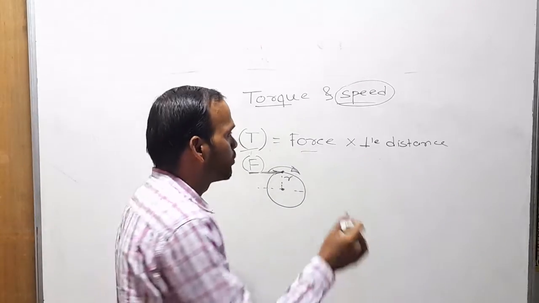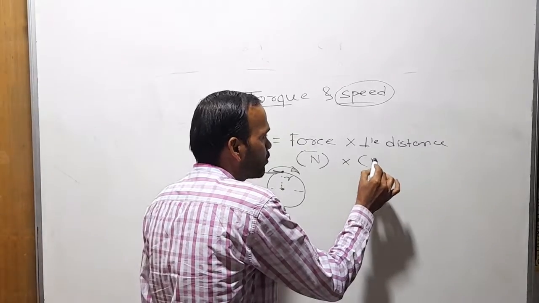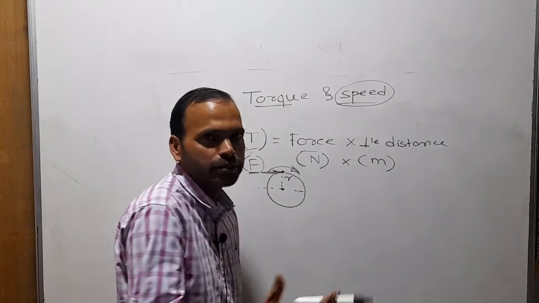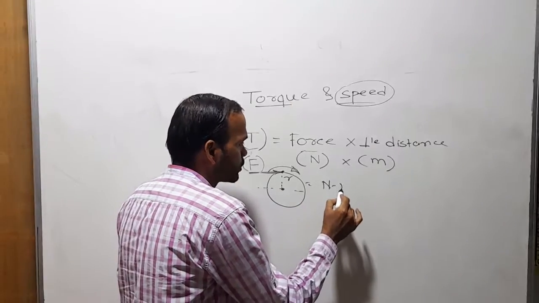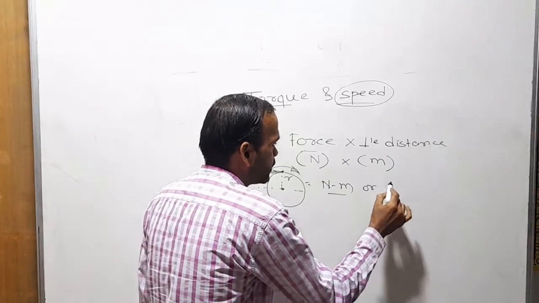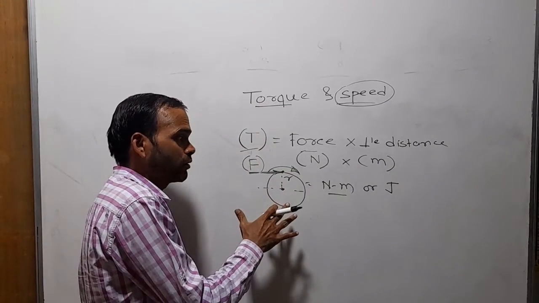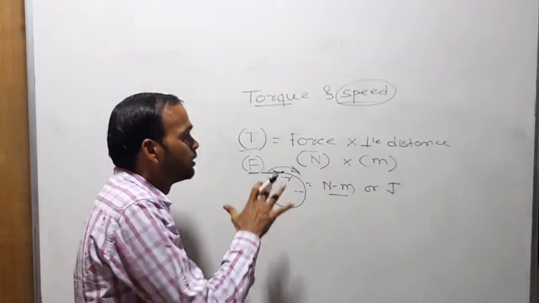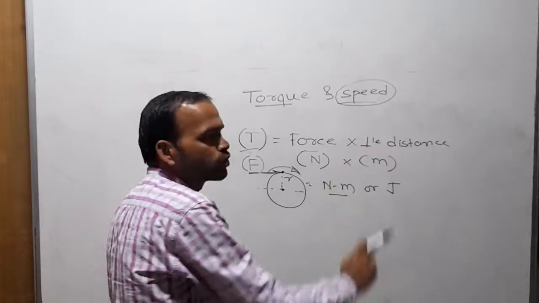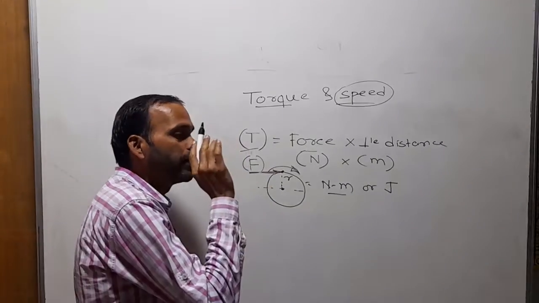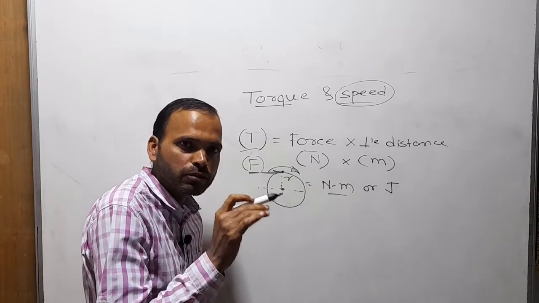Now, again, we have to go to the basics of units. Force is indicated by Newton, and perpendicular distance is indicated by meter, centimeter, or any other unit of distance. So the unit of torque is Newton meter. So this is called torque. Remember my point, torque unit is Newton meter, as it is the product of force into perpendicular distance, and torque is always for the component which has a rotating motion.